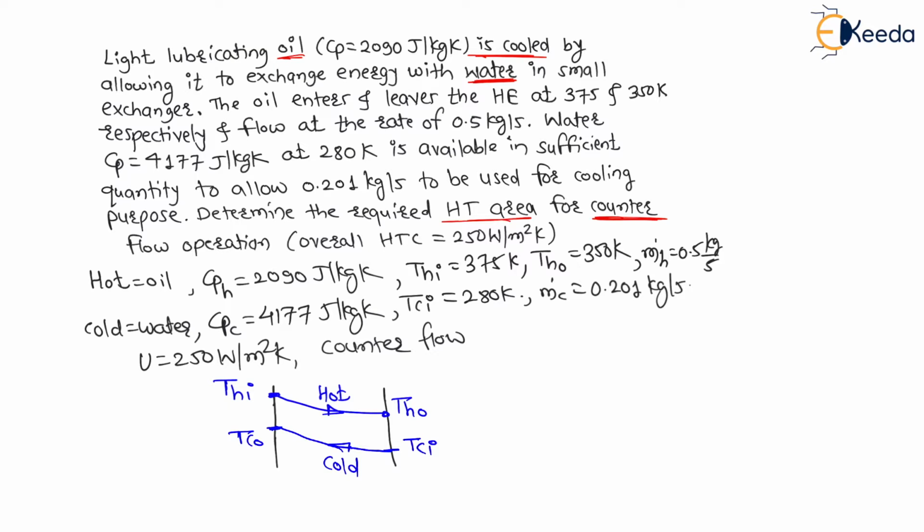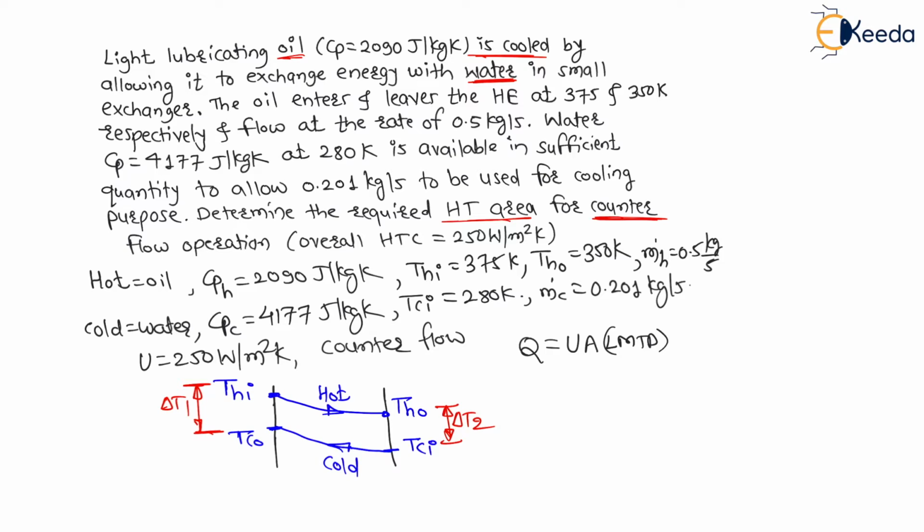My dear students, this left side temperature difference is called delta T1, that is delta T1 is Thi minus Tco, and the right side temperature difference is called delta T2, where delta T2 is Tho minus Tci. Here they are asking what is the heat transfer area. Now to calculate this heat transfer we have three formulas. In terms of heat transfer area, overall heat transfer coefficient U, and LMTD, we have one formula, that is Q is equal to UA LMTD, log mean temperature difference.